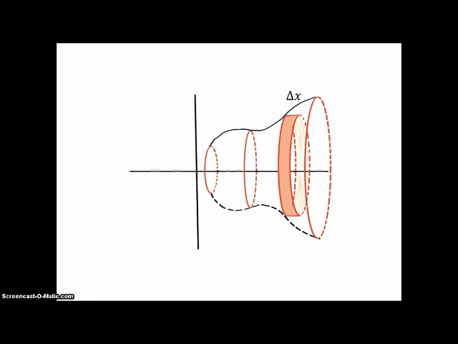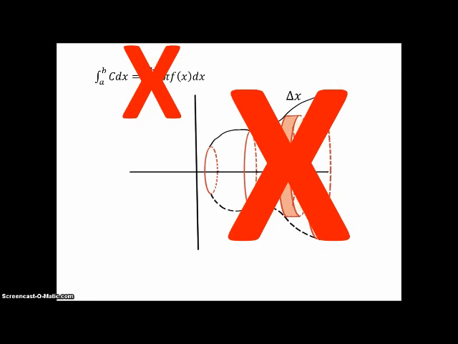The area of that strip would be the circumference of the paper strip times delta x. And that would morph into the integral of the circumference times dx, and the circumference is 2 pi f of x because the radius of the paper strip is f of x. But that in fact doesn't work, and I'm going to show you why.